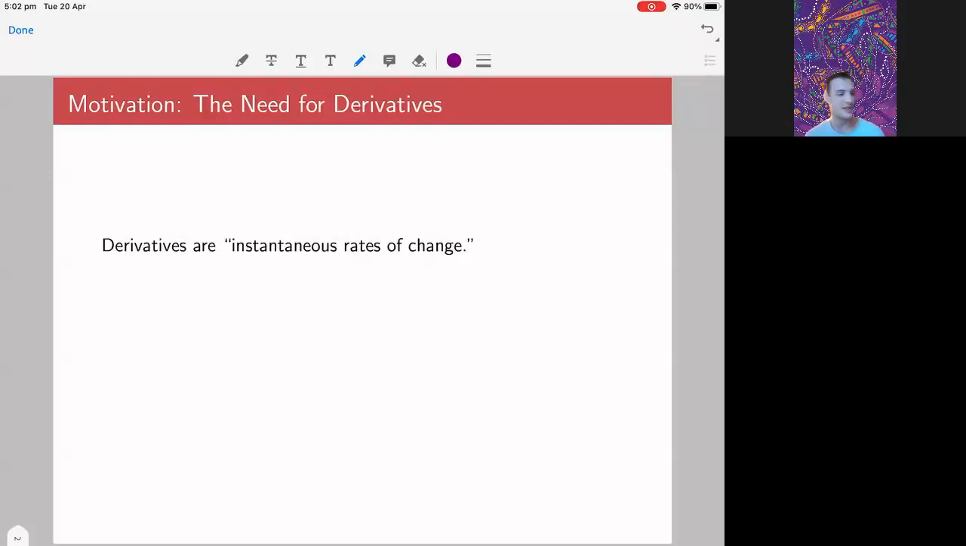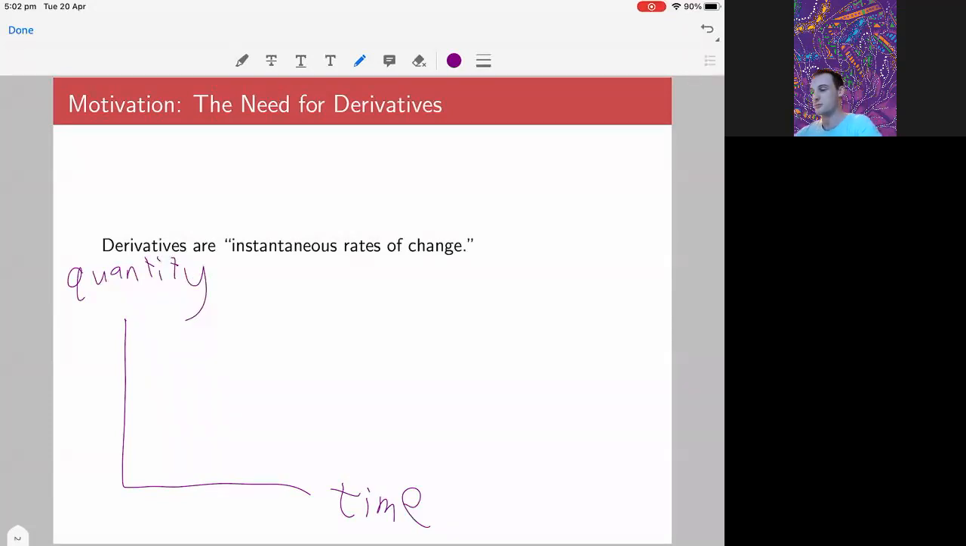Okay, derivatives, instantaneous rate of change. So really the question we should have in the back of our minds is as follows. If you've got some quantity that's changing with time, measured in some units, doesn't really matter. Let's say you've got a graph of it. The question we want to ask ourselves is, how can we describe how quickly this quantity is changing?